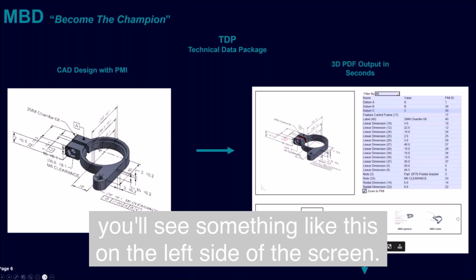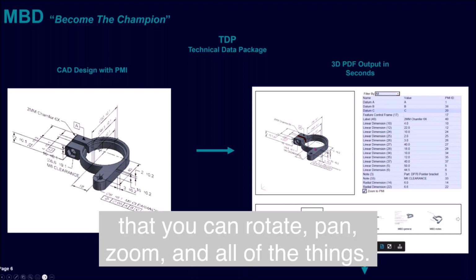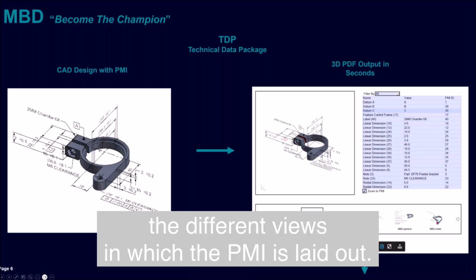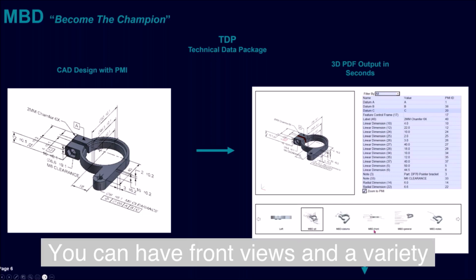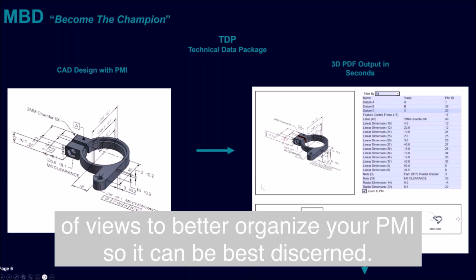But when you double click on that PDF, you'll see something like this. On the left side of the screen, this is actually a 3D representation that you can rotate, pan, zoom, and all of the things. On the bottom here, what you're seeing are the different views in which the PMI is laid out. You can have standards and such on one view, like you see MBD general. You can have front views and a variety of views to better organize your PMI so it can be best consumed.